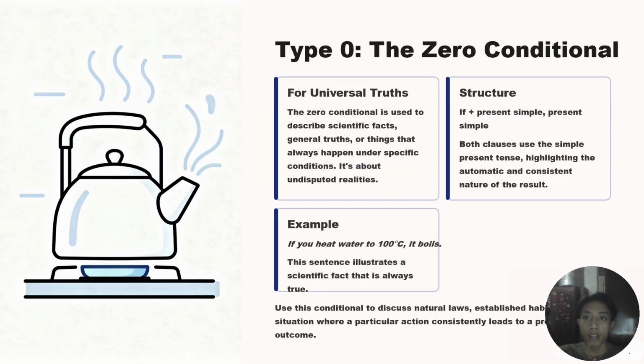So, type 0, the zero conditional. The zero conditional is used to describe scientific facts, general truths, or things that always happen under specific conditions. The structure: if plus present simple. Both clauses use the simple present tense, highlighting the automatic and consistent nature of the results. Example: if you heat water to 100 degrees Celsius, it boils. This sentence illustrates a scientific fact that is always true.